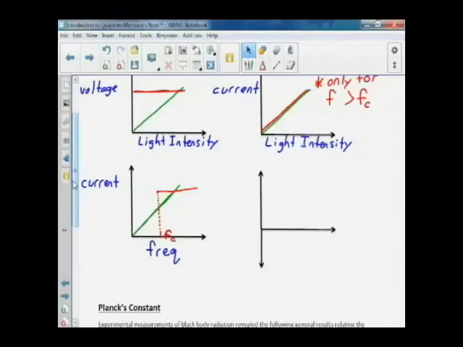Why isn't there a critical frequency on the voltage graph? Yeah, because I guess, you know what, that caveat applies to both of them, as long as there are electrons being ejected. So yeah, for both of those two upper ones.